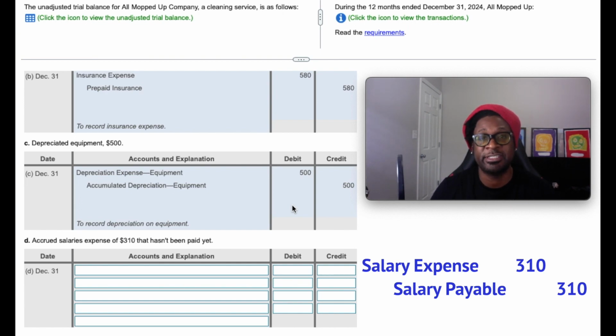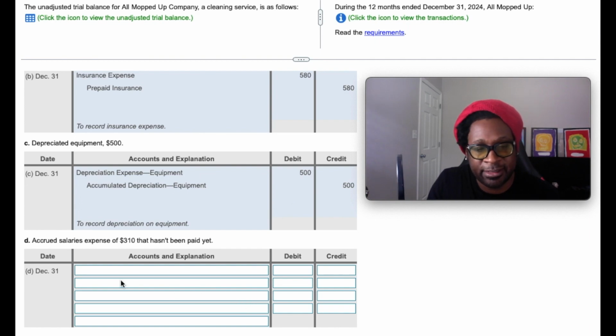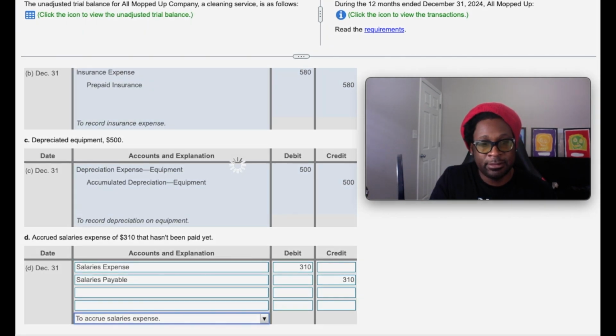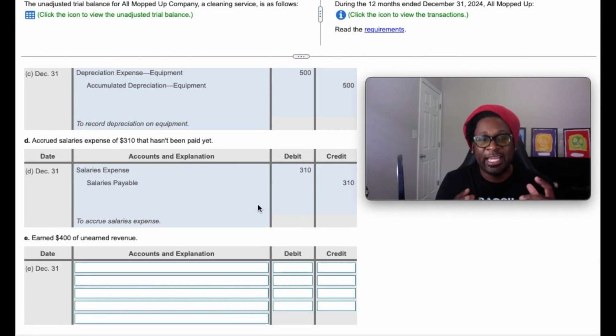So, in this particular transaction, we're going to debit salary expense and credit a payable for the amount given. Check the answer. Good job, gang. And last but not least, earned $400 of unearned revenue.